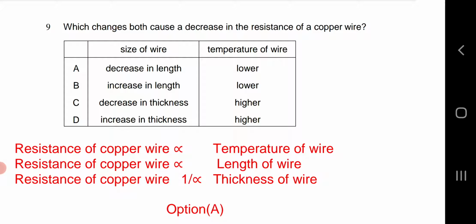So option A, decrease in length and the temperature of the wire should be lowered. So the question was, which changes both cause a decrease in the resistance of a copper wire? So we have to decrease the length of the wire, as well as operate the wire at a lower temperature. So option A.